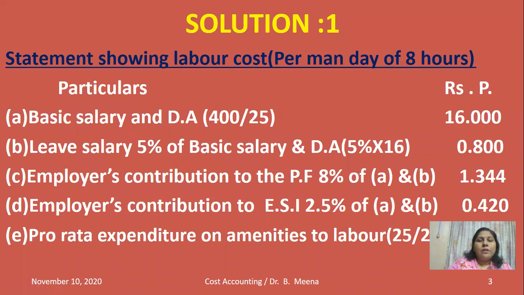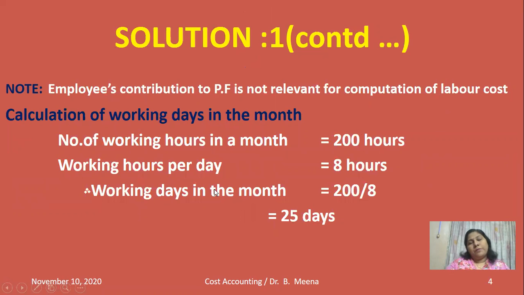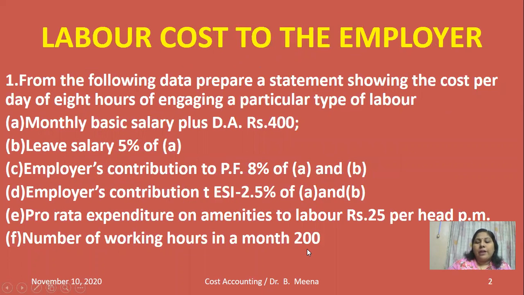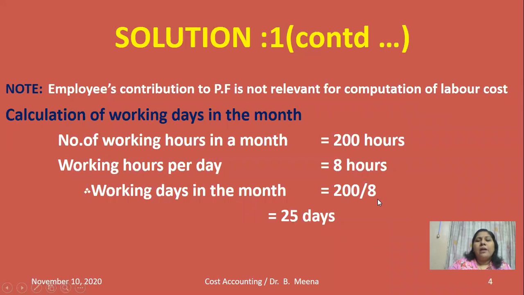Now look at these working notes. I already explained these working notes in my previous video. Click the I button to watch my previous video to have more understanding about the labor cost to the employer. I did the same calculations because I want to know how many days are worked in a month. The number of working hours in a month given in this problem is 200 hours. So 200 hours divided by 8 hours in a day gives 25 working days in a month.